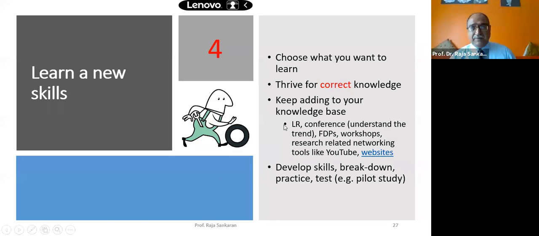Keep adding to your knowledge base. How do you do that? Based upon the literature review. Look for literature from very good journals, very good authors. Look for seminal papers. Read through them on a regular basis. Look for the kind of updates which are happening today. The world is changing, and it is changing at a fast pace, with the kind of digitization that is going on. So make sure that you keep updating your knowledge as well, be it in conferences, different FDPs, workshops, YouTube, websites. Look for information and the right information. Develop your skills. Break down into a step-by-step approach.